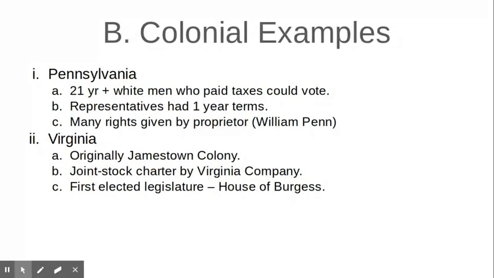They also were the first to set up an actual government, and they would set up what is known as the House of Burgesses.